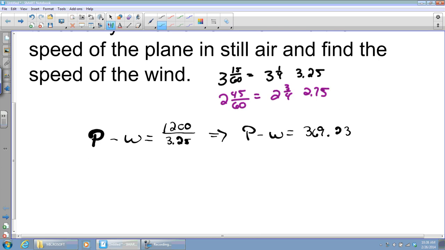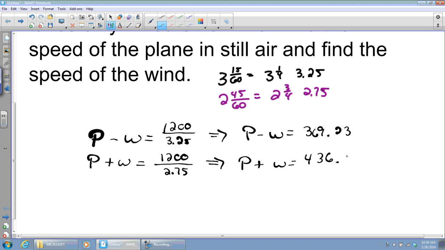All right, my second equation will be P plus W because the wind is now aiding it. The distance has not changed. However, the time has gone down because it's going faster with the wind pushing it. And so this equation becomes 1,200 divided by 2.75, and that gets me 436.36 and the 36 repeats, but I'm rounding to the hundredths, so I'll just use that.